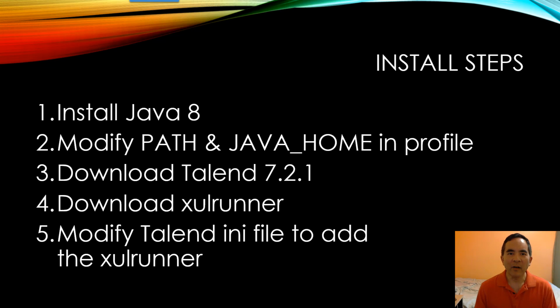The install steps are: install Java 8, modify the path and the Java home in your profile, download Talend 7.2.1, which is the current one for this recording. You'll download Excel Runner, and you'll modify the Talend INI to add the Excel Runner.